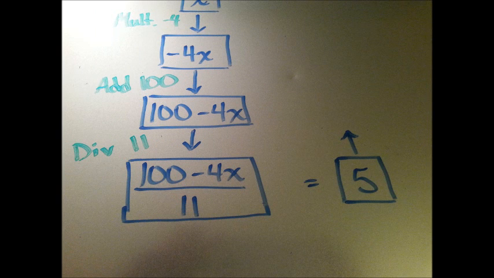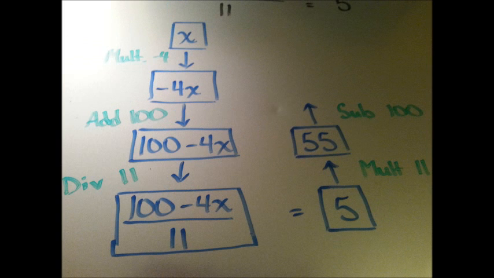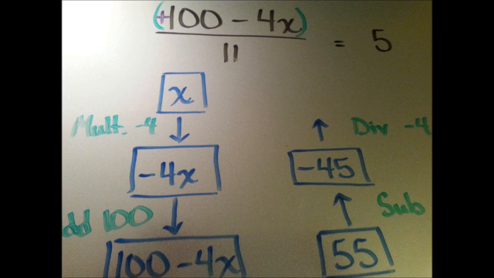Working back up our flowchart to undo dividing by 11, we multiply by 11. 5 multiplied by 11 gives us 55. To undo adding 100, we subtract 100. 55 subtracting 100 gives us negative 45. And to undo multiplying by negative 4, we divide by negative 4.